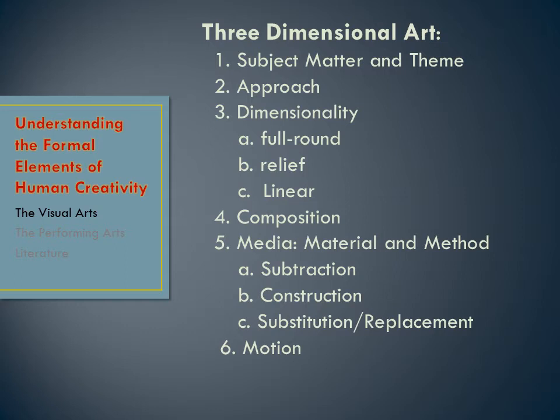Some relief sculpture is not very far into the space. That's called low relief. High relief is when the sculpture comes out quite a ways, maybe several inches into the space of the viewer. A third type of dimensionality is linear dimensionality, and that is where the viewer is intended to begin at one point and follow the sculpture along to another point.